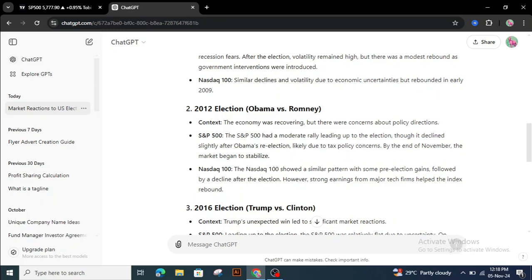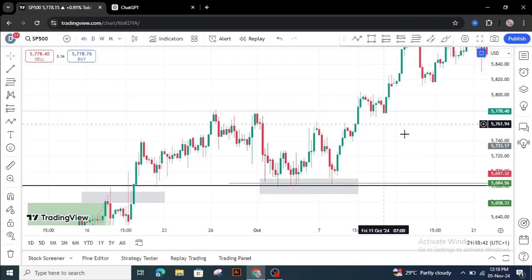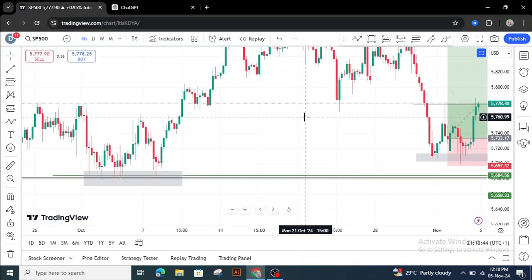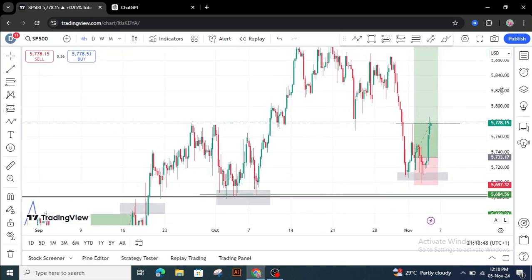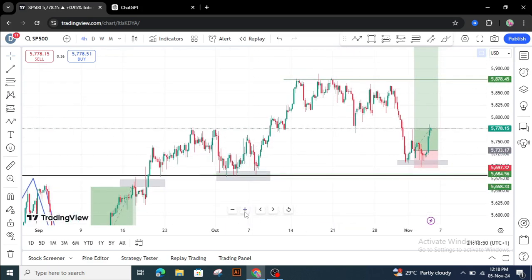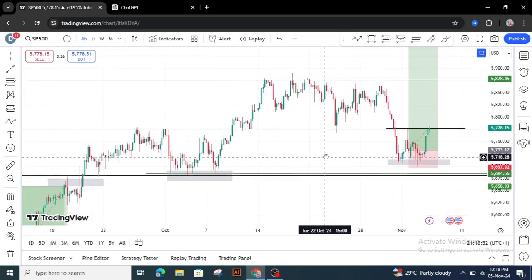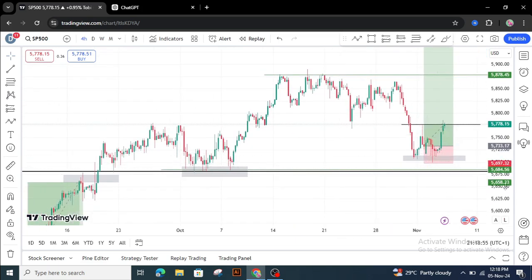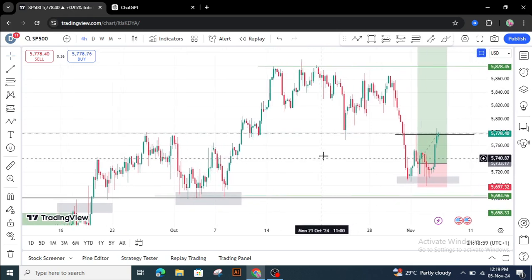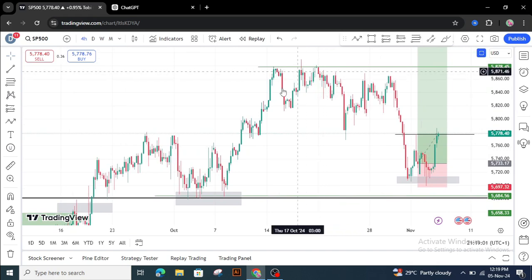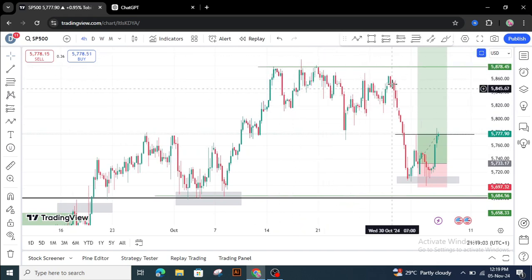Now, I want to take you to my computer chart. I want to show you charts on my screen, and let's look at what is going on. Okay, this is the S&P 500.